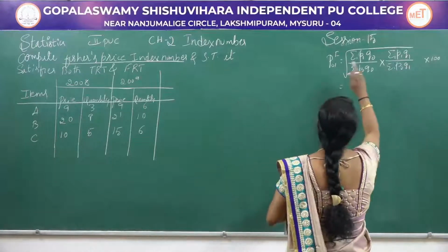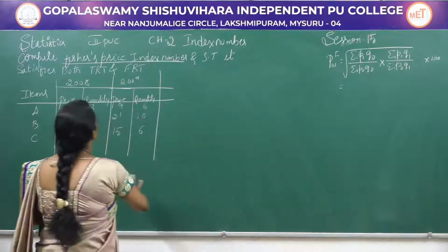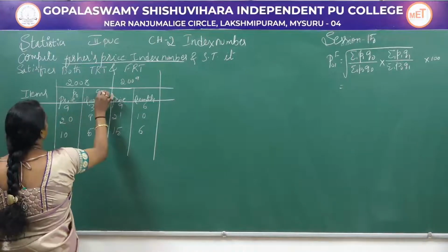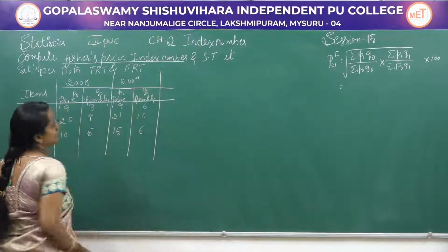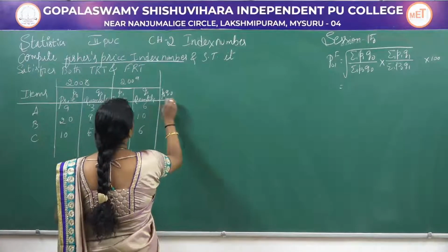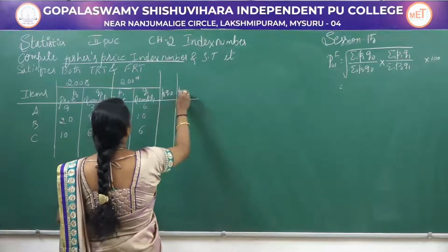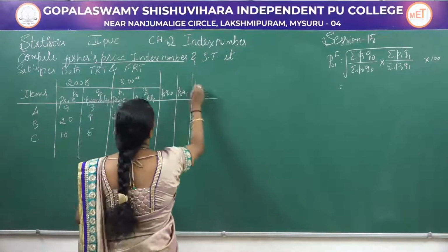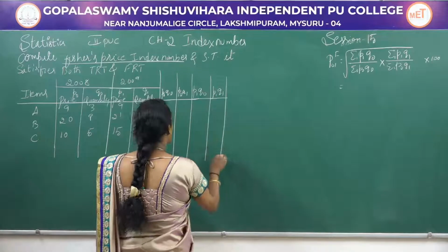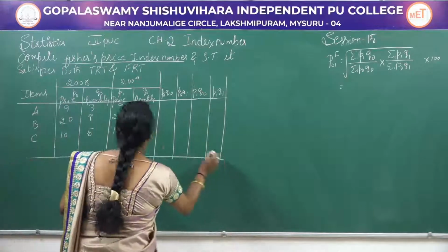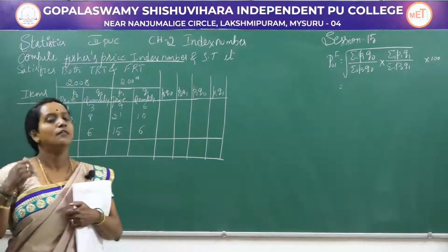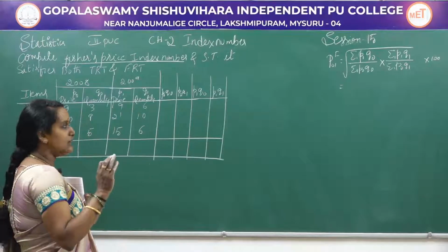Substitute the values. For this substitution we have to complete the table, so we take the products: P0 Q0, P0 Q1, P1 Q0, P1 Q1. Let's complete this table first and take the summation of these columns, so that we can substitute the values in Fisher's formula.